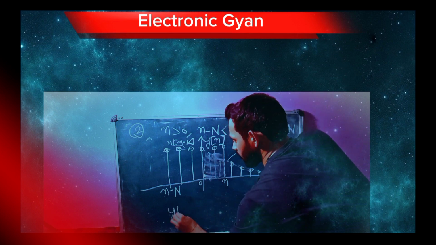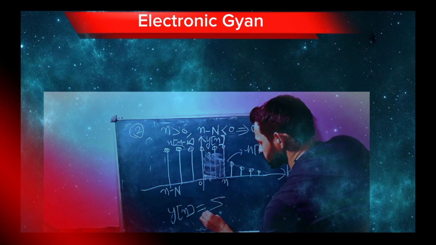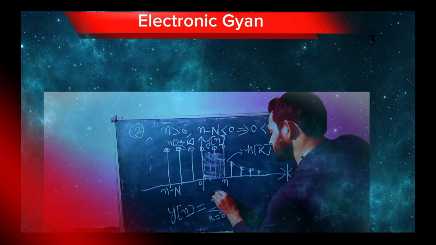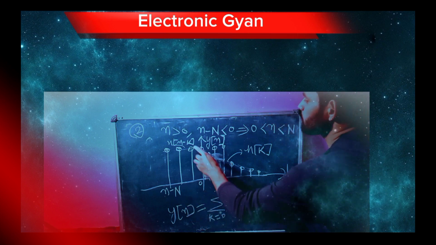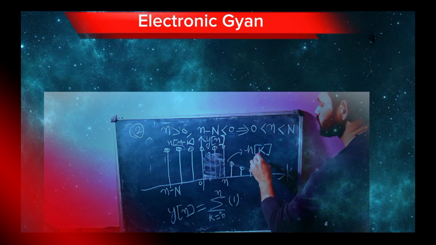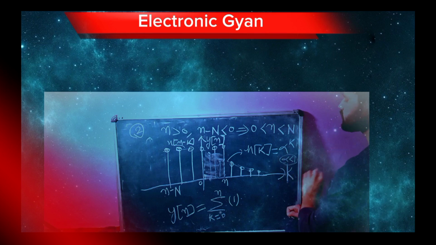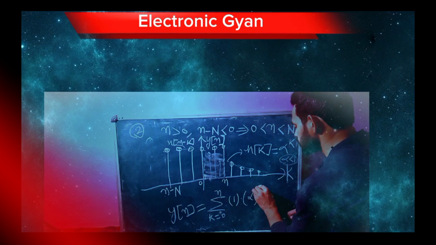So therefore the output sequence is obtained as y of n is equal to the summation, k is equal to 0 to n, of x of n minus k, which is 1, into h of k, which is nothing but alpha to the power k, where alpha is less than 1. So this is my alpha to the power k.